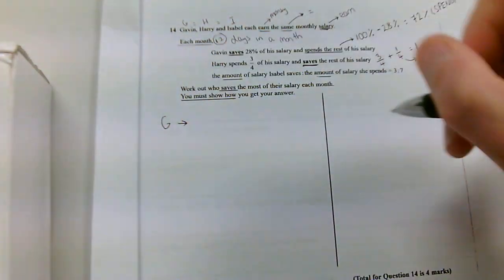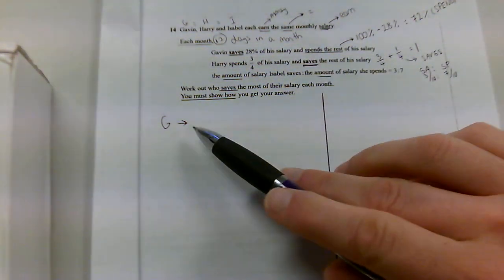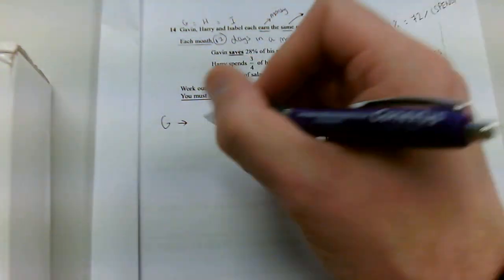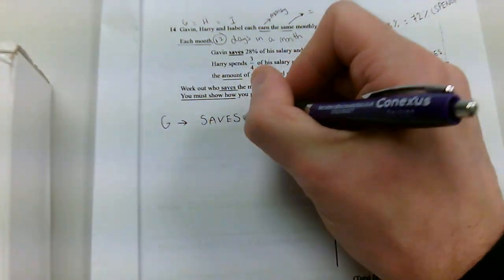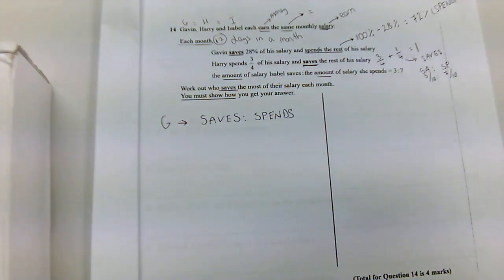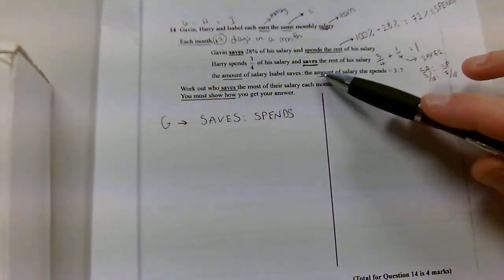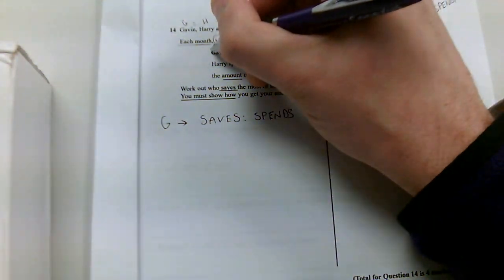Now I always tend to use an arrow instead of an equals, but that doesn't really matter. So we've got Gavin. Now what we're going to do with Gavin is we're going to say that first of all we're going to split what he gets, what he earns, into saves and spends. Now at this point, you've got to spot that actually the one thing that's missing from this entire question is an actual amount of money.